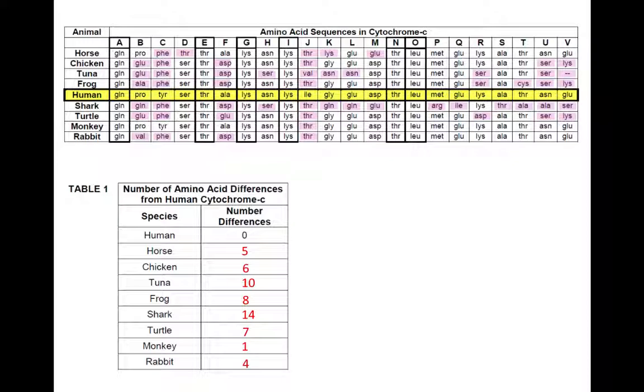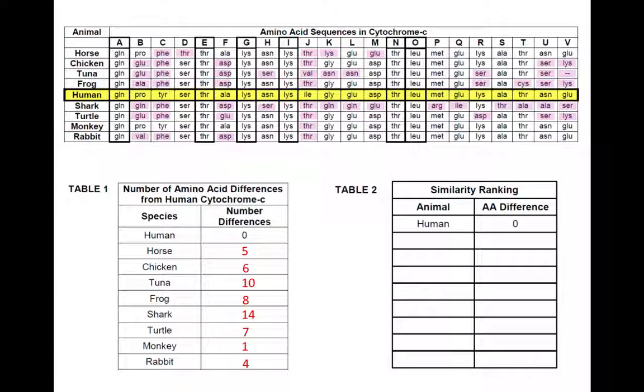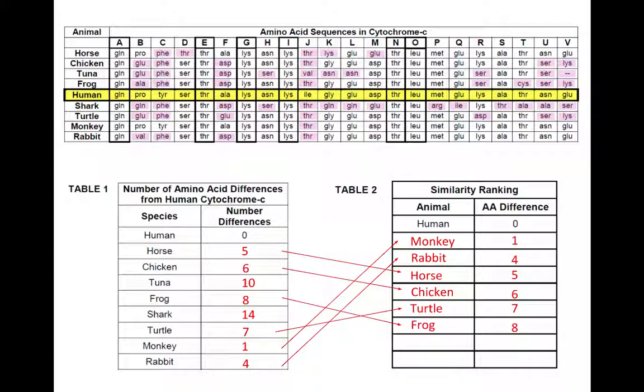So as you turn the page over and you look at Table 2, all you're doing is rearranging these differences in terms of similarity. So the monkey is the most similar because he has the fewest number of differences. And then after that would come the rabbit, and then the horse, and then the chicken, and then the turtle, and the frog, the tuna, and finally the shark.